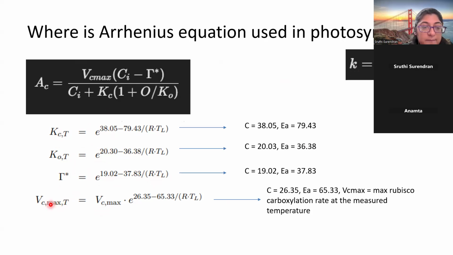Now at the same time, if you look at it, the Vc max term is equal to some Vc max multiplied by this Arrhenius function. This Vc max is the maximum Rubisco carboxylation rate that is measured at a particular temperature. Now with that value, we can find out what is the Vc max value for any temperature that we require by using this equation.